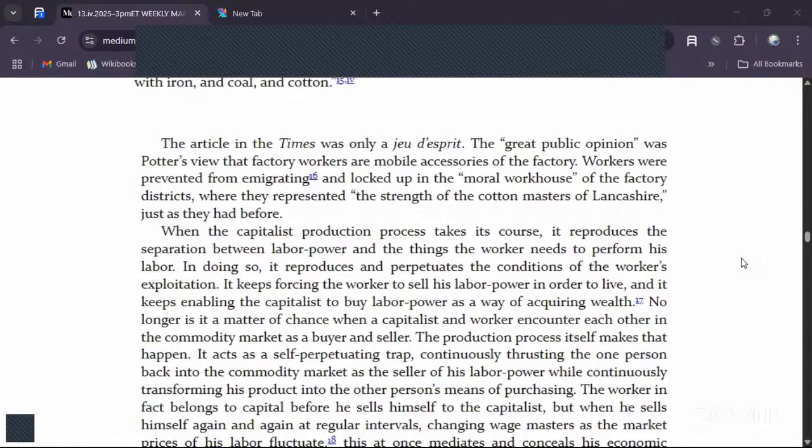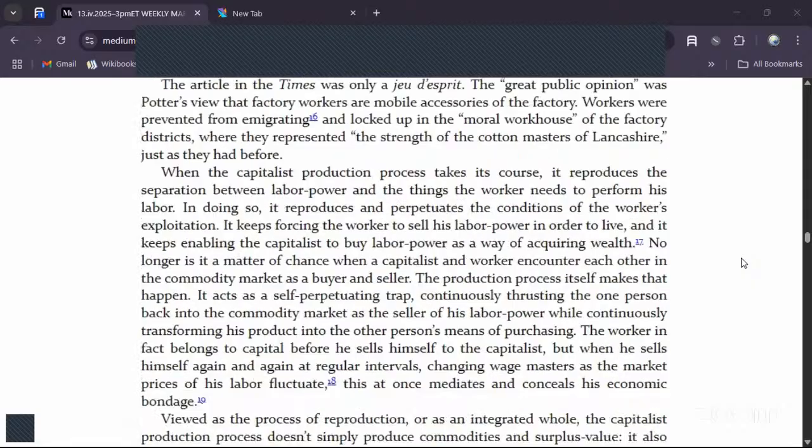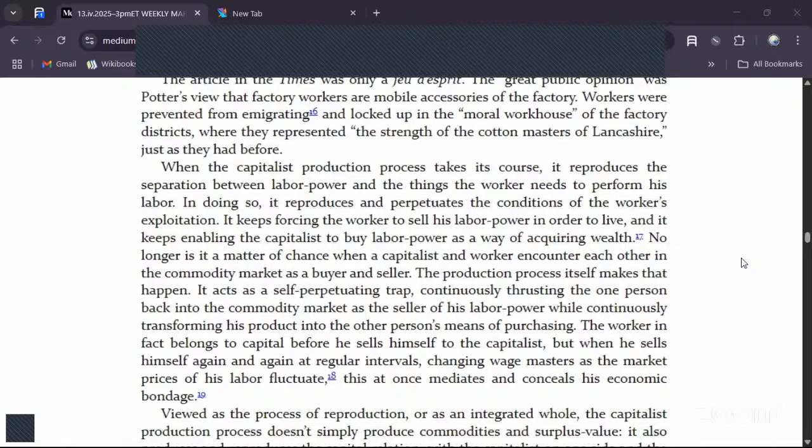When the capitalist production process takes its course, it reproduces the separation between labor power and the things the worker needs to perform his labor. In doing so, it reproduces and perpetuates the conditions of the worker's exploitation. It keeps forcing the worker to sell his labor power in order to live, and it keeps enabling the capitalist to buy labor power as a way of acquiring wealth.